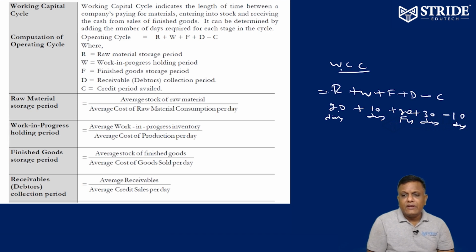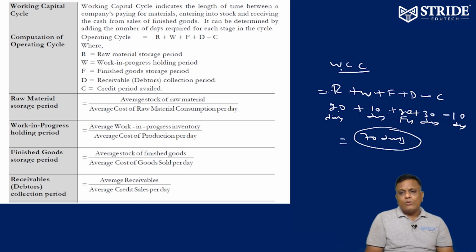So 20 plus 10, 30. 30 plus 20, 50. 50 plus 30, 80. 80 minus 10, 70. So 30, 50, 80, 70: 70 days. So 70 days is our working capital requirement.